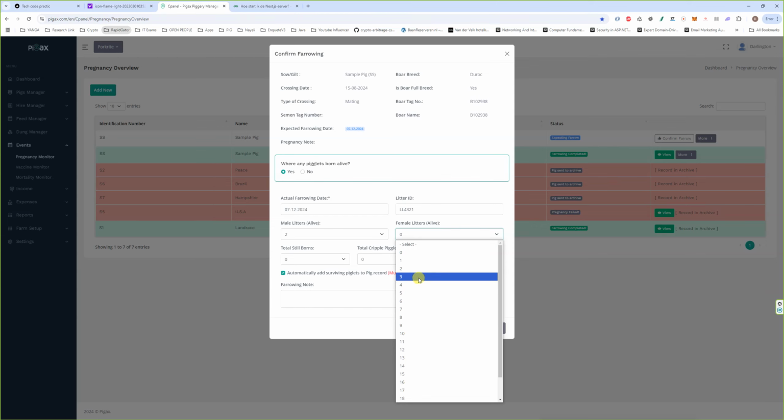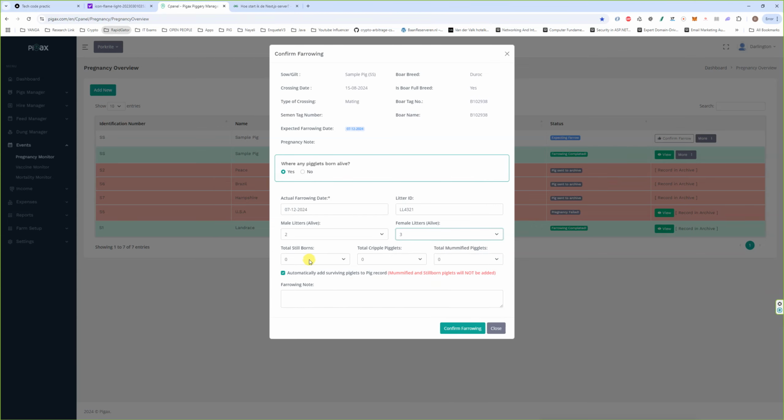To also add to what Obi is mentioning, as long as this checkbox is checked, it adds your piglets for you automatically. If you don't check it, it should not add your piglets automatically. So we're going to leave it checked, and you see it's also well described here. It says automatically add surviving piglets to pig records.